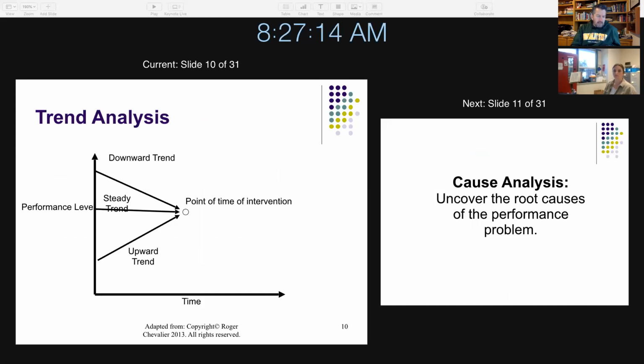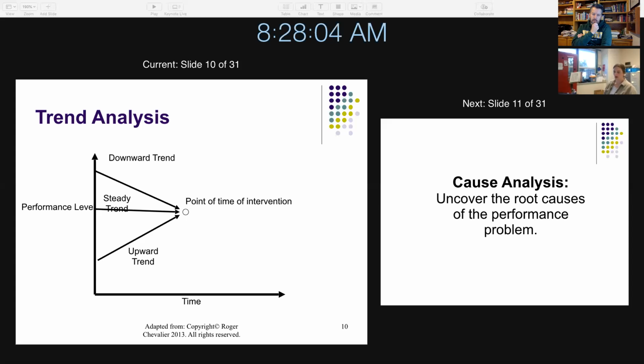Another thing that Roger Chevalier added to the process was this idea of a trend analysis. As we know from the first part of the course, you can't really implement an intervention and then assume that just because after the point of intervention you see the change that you want, or the change you don't want, that whatever change it is, it's a result of your solution or your intervention, because you just don't know what was happening before, right? Unless you look at what happened before.